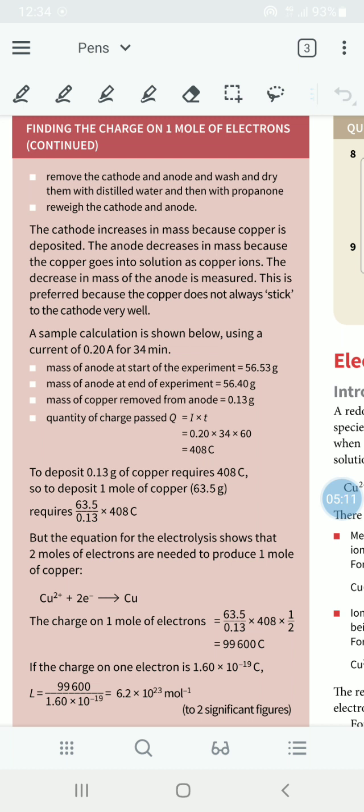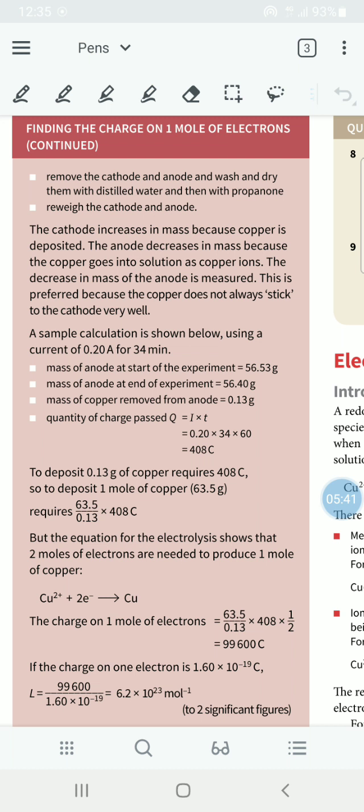Then reweigh the cathode and anode. The removal of copper from the anode and the deposit of copper to the cathode will give us a ballpark figure of how much material is there, right? So that is how much material has been removed or added.